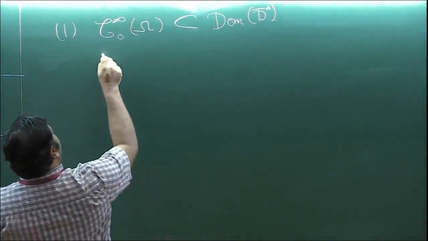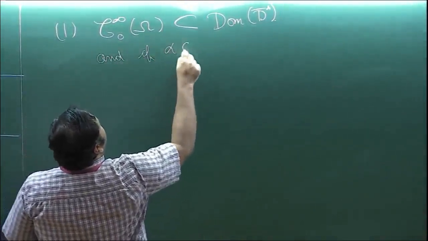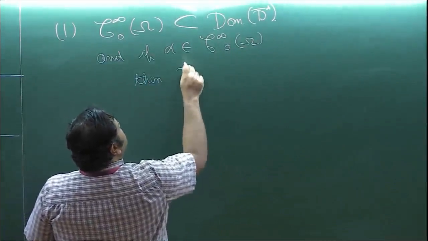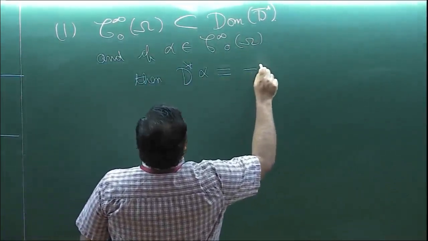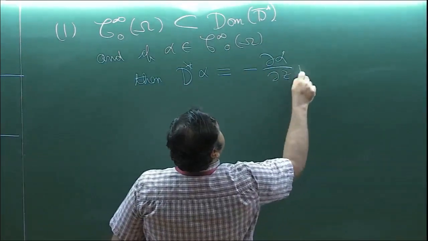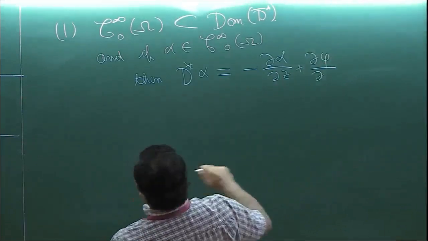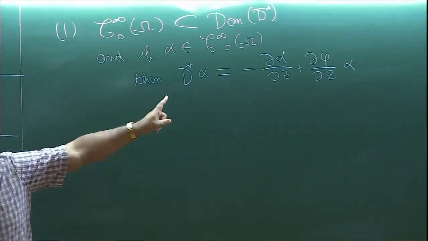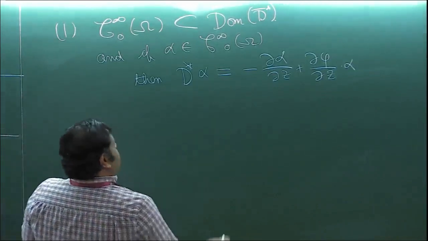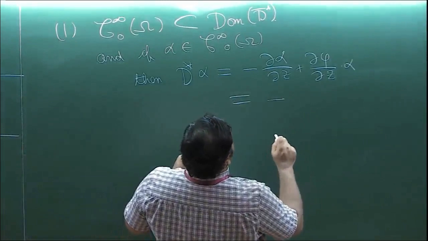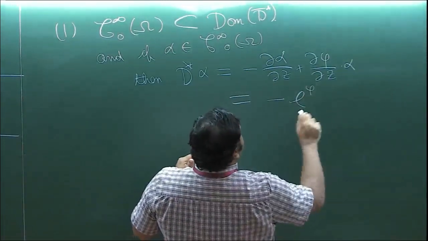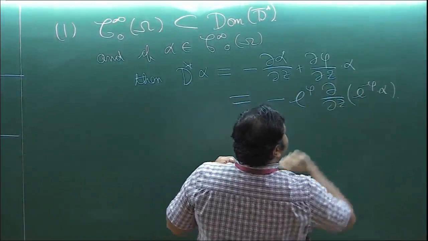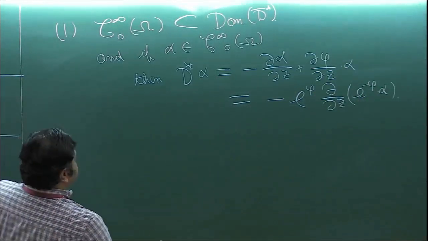And if, let's say, alpha belongs to C infinity with compact support in omega, then D bar star of alpha is minus d alpha over dz plus d phi over dz times alpha. So it is a differential operator, but it also has a zeroth order term, unlike D bar itself. This can also be written as minus e to the power phi d over dz of e to the power minus phi times alpha. Okay, all right, so let us check why this is the case.